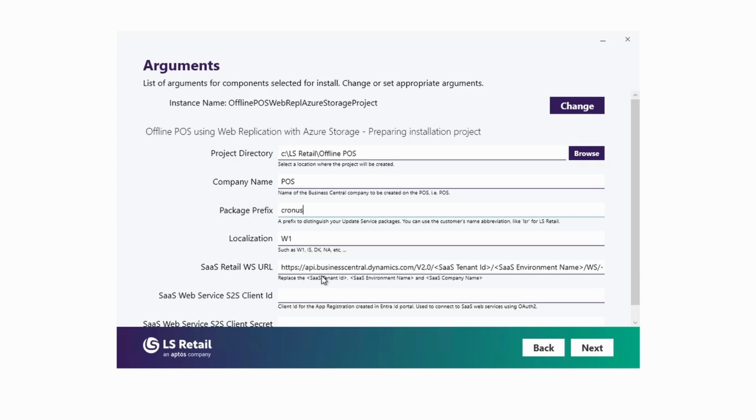The SaaS Retail Web Service URL is the URL for the Retail Web Service endpoint. This endpoint is no longer used for this web replication method, but it was used in the hybrid server approach, and we kept it to make it easier for existing customers to migrate from the hybrid replication to web replication using Azure Storage. We are using this URL to parse some parameters that are needed for the base replication setup on the POS, and that includes the tenant ID, the environment name, and the company name in SaaS that's running the scheduler. I will replace the placeholders in the URL with the correct values for my current environment.